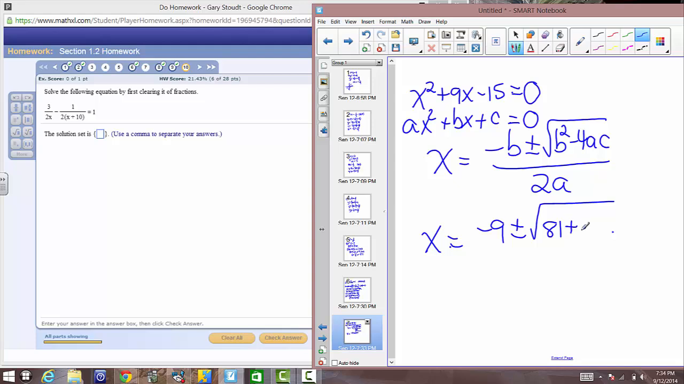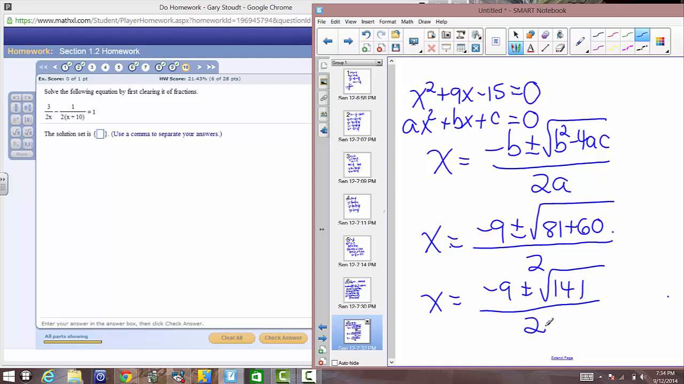So two negatives will make a positive. 4 times 15 would be 60. And then all over 2 times a. Let's see if we can simplify this. 81 plus 60, 141.